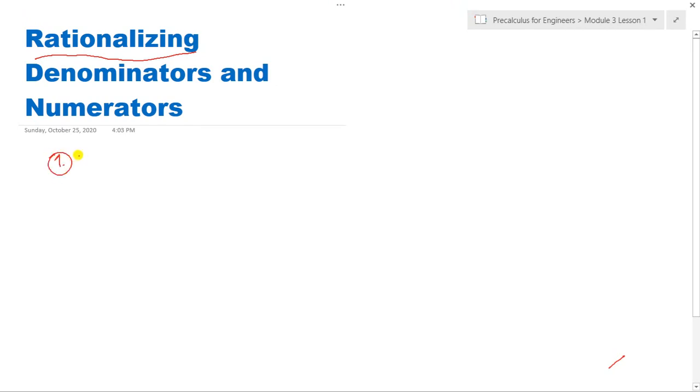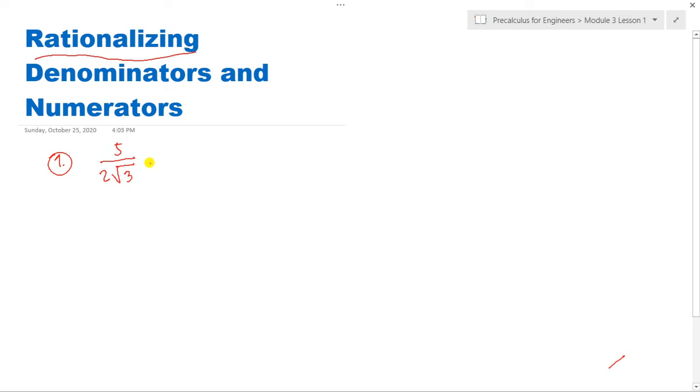Unang example. We are going to rationalize this single term expression, 5 over 2 times square root of 3. Since we have a radical sign in the denominator, that is what we need to eliminate. So, how are we going to eliminate this?